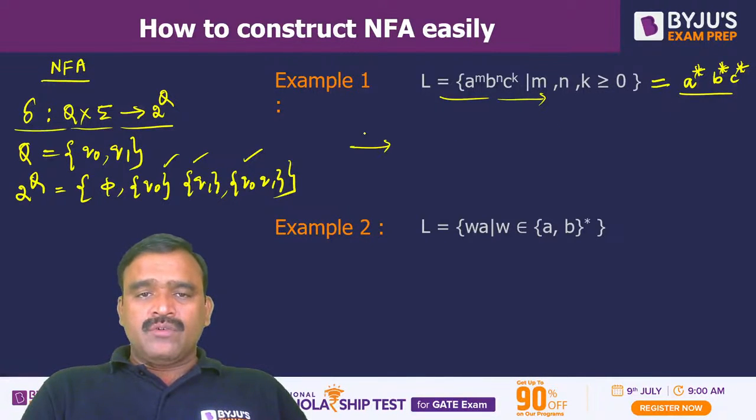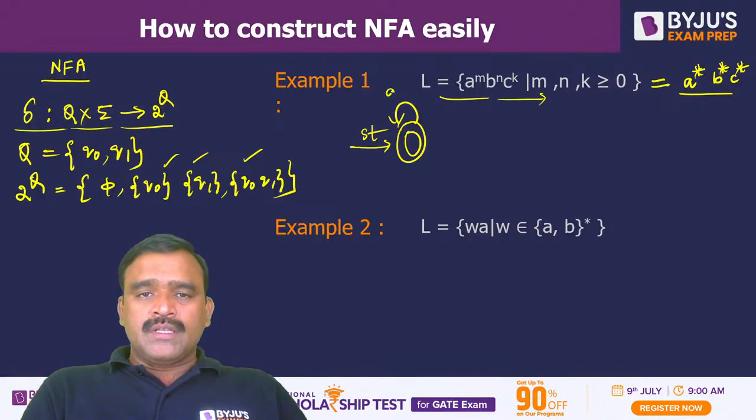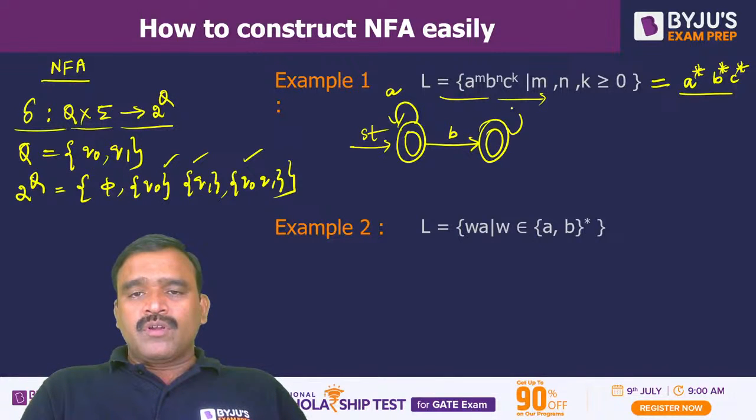So the starting state would be a final state. We can have any number of a's without b's; only a's are acceptable. If you go to the loop, 0 or more a's are possible. Without going through the loop, if you directly go with b's, a single b is acceptable, and any number of b's are also acceptable. Without a's, b's can be accepted directly. And after b's, we can accept the c's also. So here also we can take a final state.